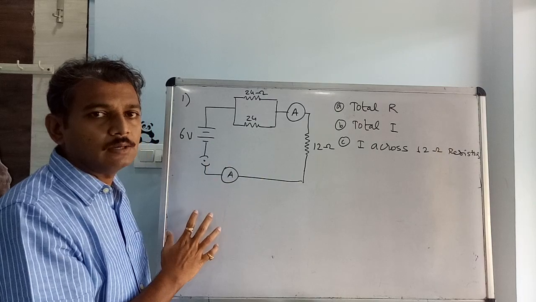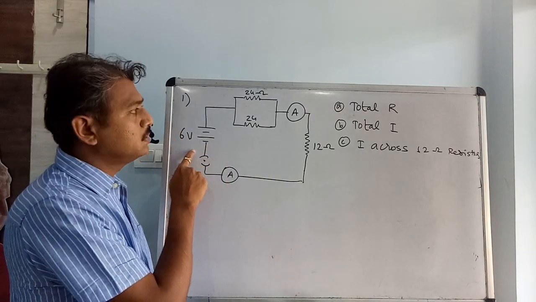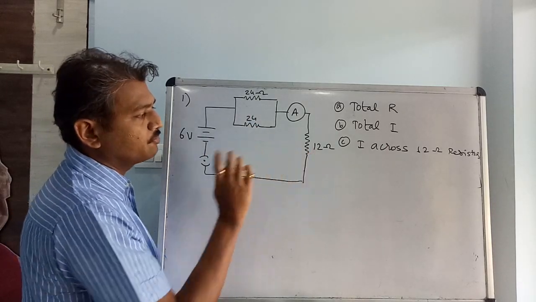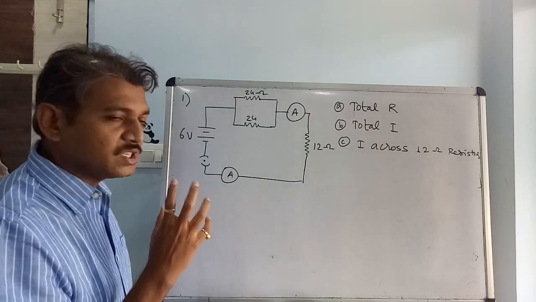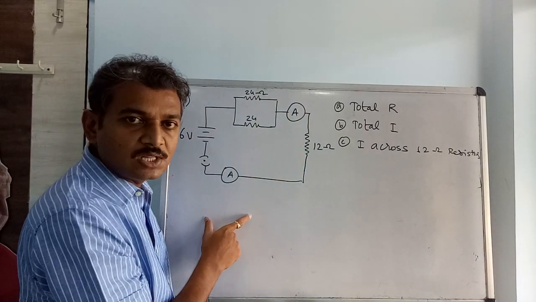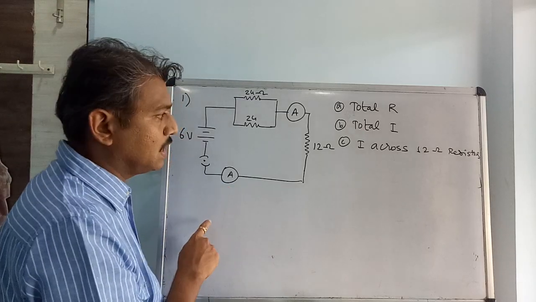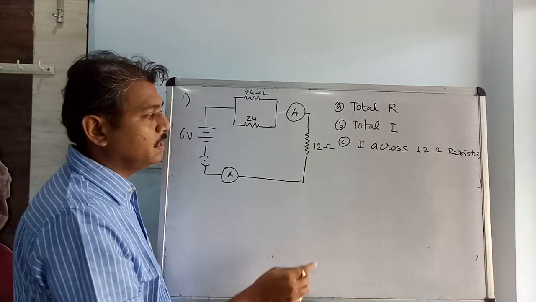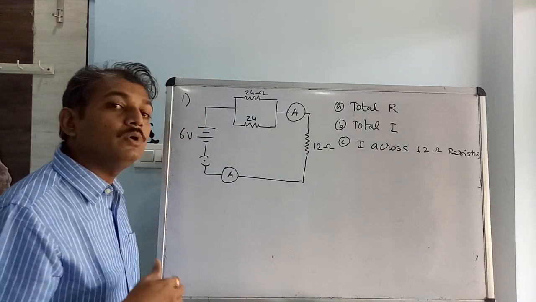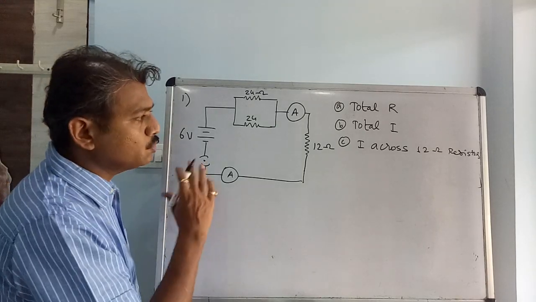So this is the circuit diagram where you can see a battery of 6 volt. There are two resistances of 24 ohm and one of 12 ohm. In this, the question asks that you first calculate the total resistance in the circuit, then the total current in the circuit, and the third thing, asked specially, is to calculate the current across this 12 ohm resistance. So now how will you work on this? I will be giving you guidelines and then you will solve at home. How to work on this?